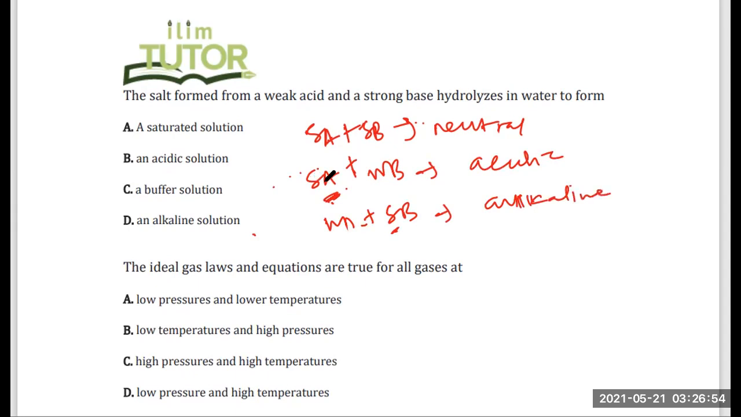So if I have that, then the question is a weak acid. So this is answering for us. So it's going to be an alkaline solution. So once you do this, you could use that to solve any question of this nature.